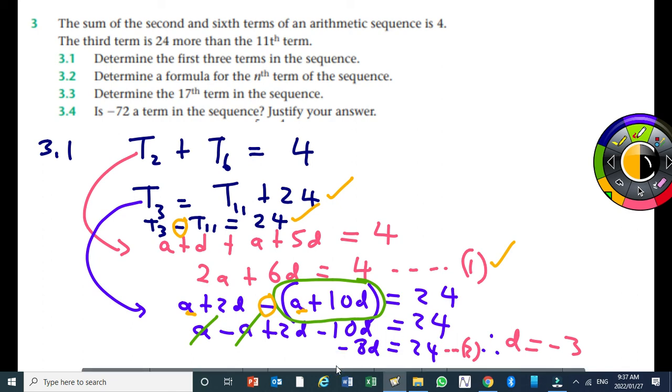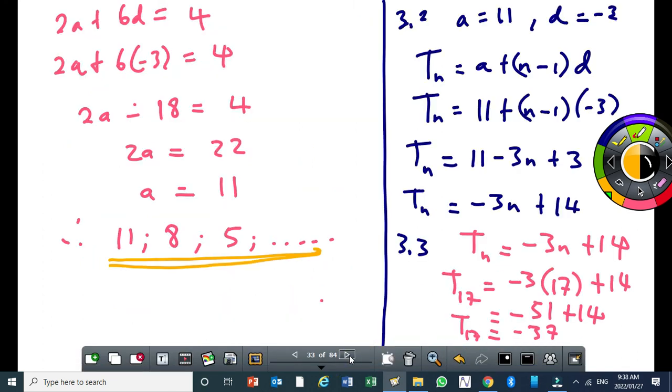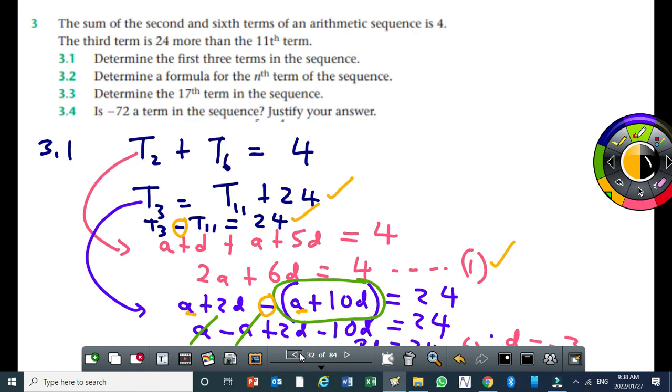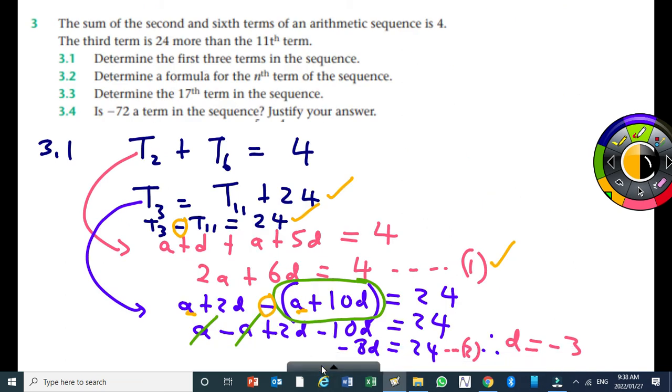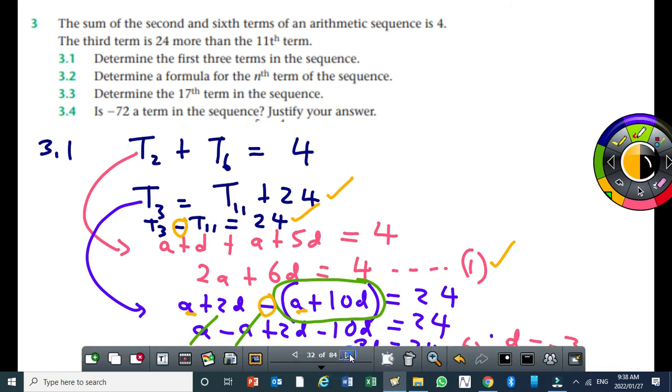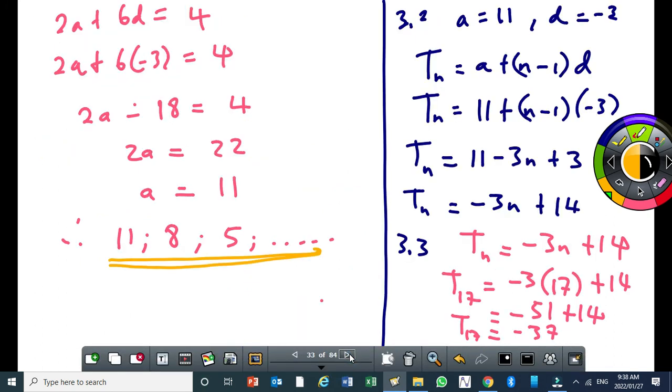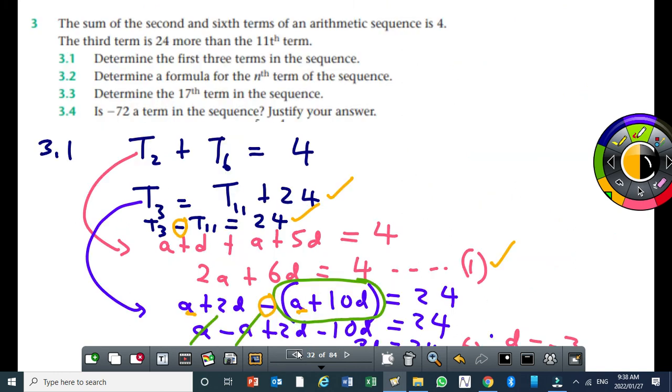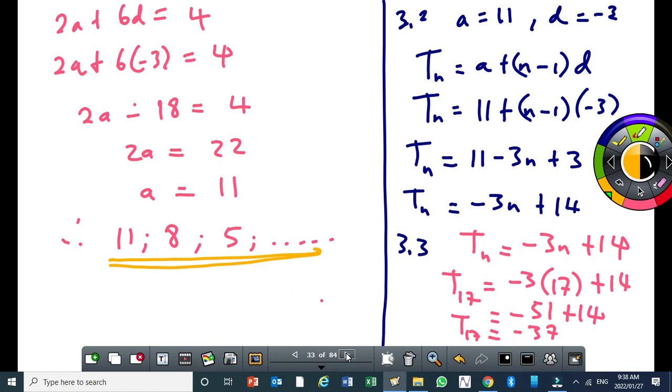All right. So you solve for A, you get 11. Now, after getting your D here, remember the D is negative 3. So you use the value of D, which is negative 3. You substitute into equation, okay? In this case, I substituted obviously into equation 1. Then you get A equal to 11. So your T1 is 11, T2 is 8, T3 is 5.